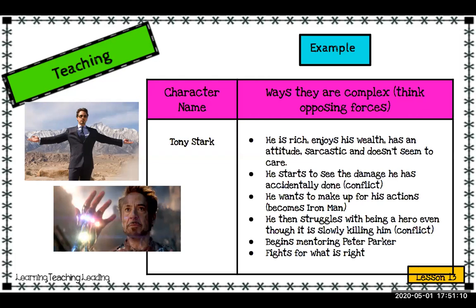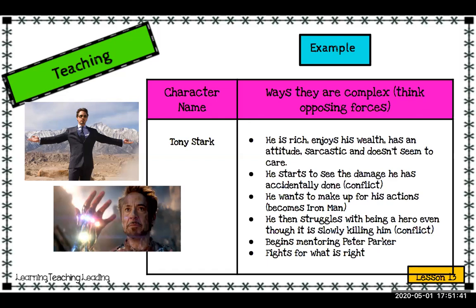He has the resources to become Iron Man, he has the money. He also is smart enough to know what he needs to do. And then as the series goes on, and you know that he is part of the Avengers series, he starts to struggle with becoming a hero and the burden of being a hero because it's slowly killing him. So he then begins to become a mentor to Peter Parker. And if you've watched it all the way up through Avengers Endgame, he fights for what is right.